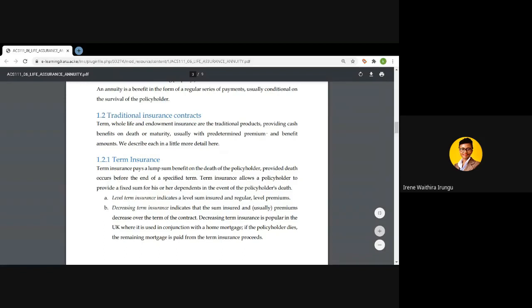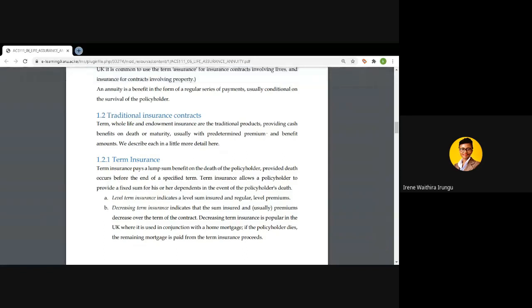So we are saying that in this type of contract, death has to occur within a specified term before the beneficiaries of the policyholder can become entitled to the lump sum benefit that is payable by the insurance company. So David, is that distinction clear of how the term assurance works? And will you purchase a term assurance contract?